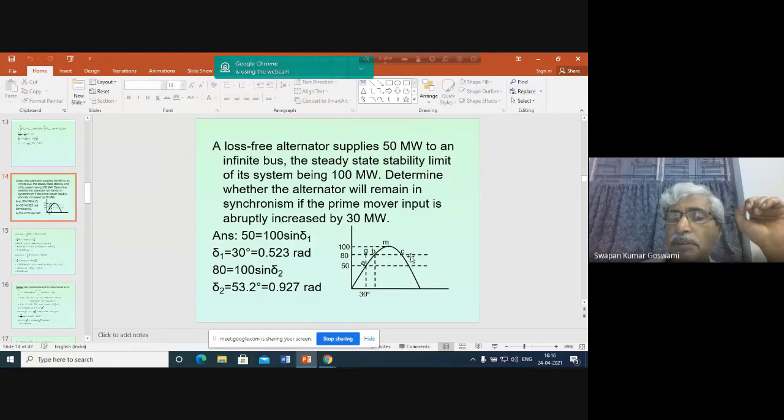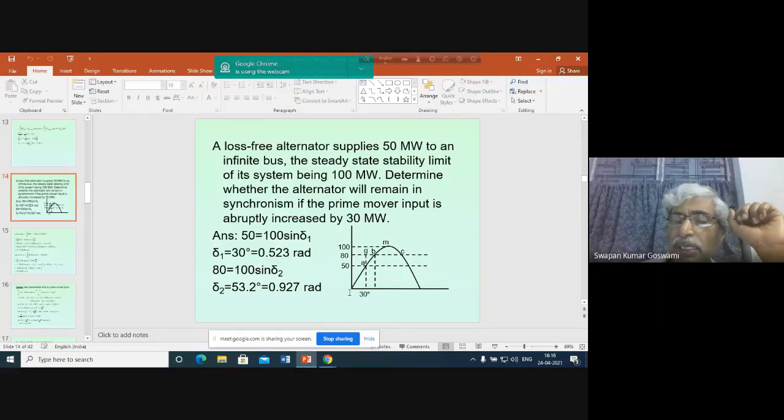So if this is the increased power input line, and this is the power output curve, they are crossing here. So we can find out this angle here. They are crossing here. Can you tell me what is the implication of this angle here? What should be this angle? This was the initial operating point, this is the input power line, and this is the initial operating angle.